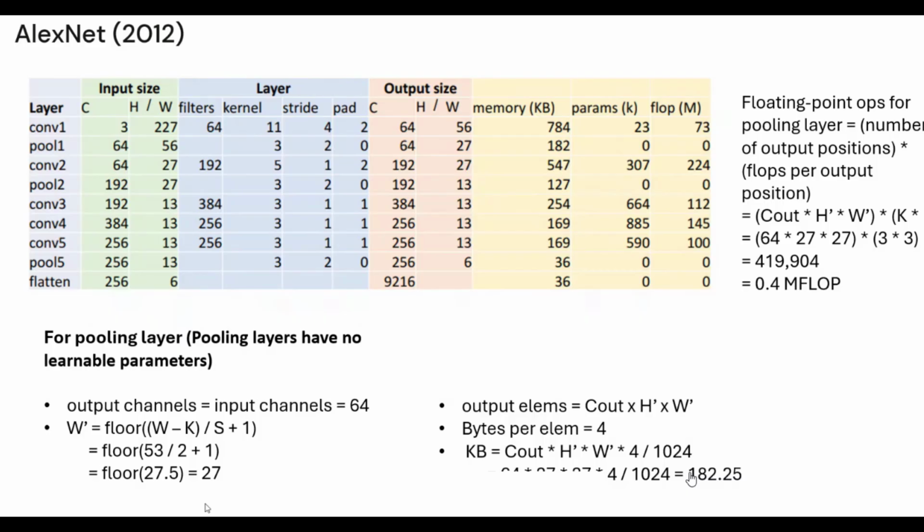For the flops, if you have a 3x3 max pooling filter, it's like comparing each element in that 3x3 window and getting the max of it. So we get the maximum value from the 3x3 window. So using this formula, we can get the number of flops as well.